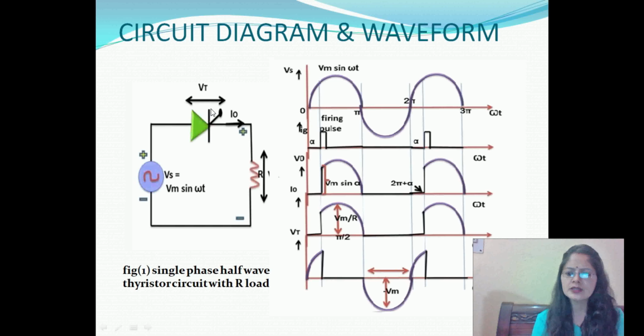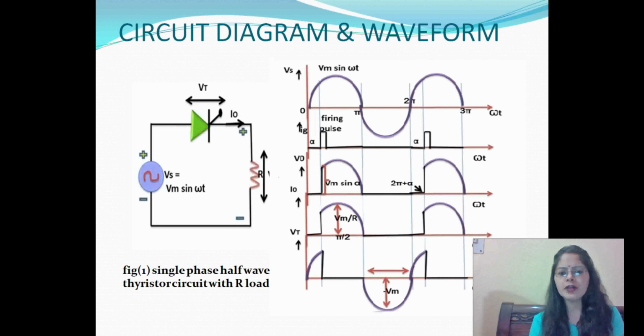This thyristor is in forward conduction mode. This time the thyristor can be replaced by a short circuit. Then the output voltage will follow the input voltage. Applying KVL, V output is equal to the input voltage Vs, that is equal to Vm sin omega t here, and I output is equal to V upon R. So I output is equal to V output upon R.